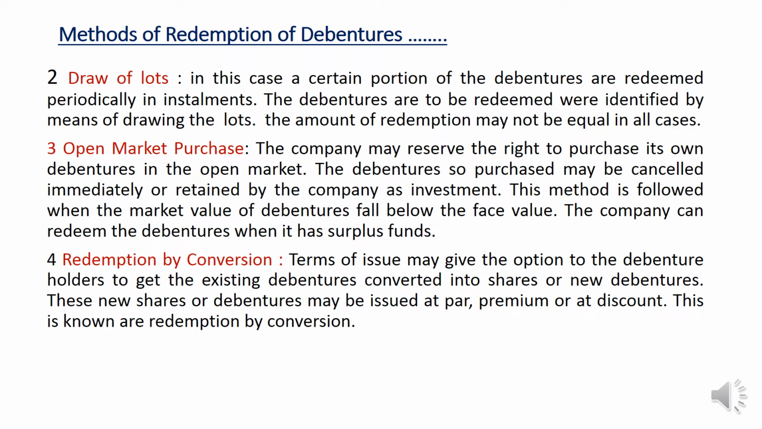A very important point to be noted is that this method is followed when the market value of debentures falls below the face value. That means a debenture with the face value of rupees 100 is sold in the market at the rate of rupees 90. The company can purchase this debenture by paying rupees 90 and cancel it. So the company can redeem the debentures when it has surplus funds.